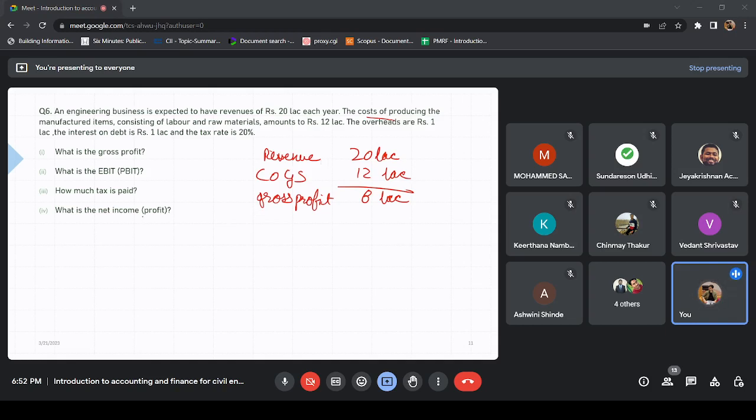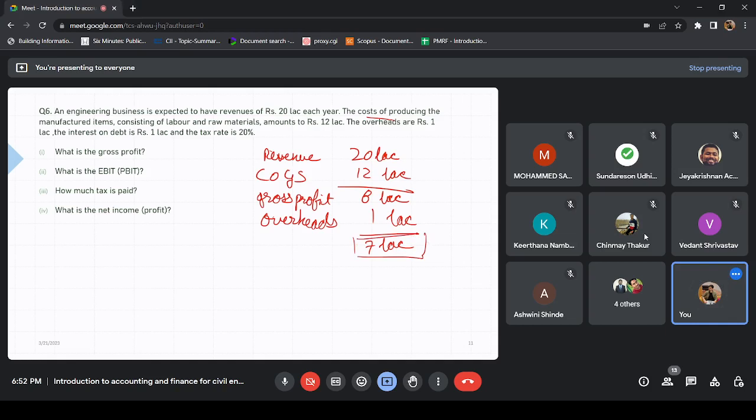But this was your gross profit. You had some indirect expenses. Your overheads are 1 lakh, so this brings your profit to 7 lakh. Now, what do you call this profit? Is there some term for this?